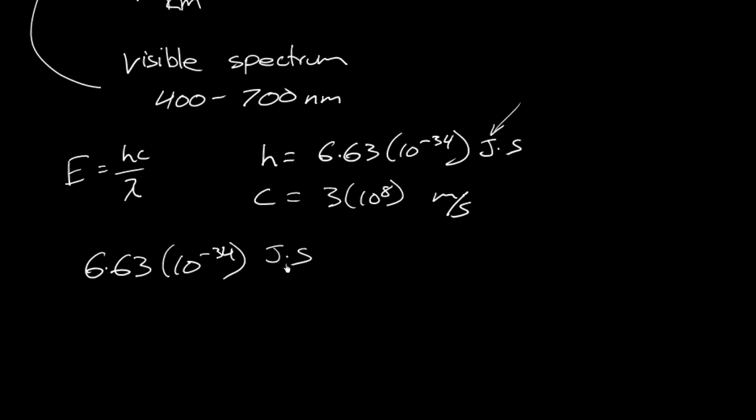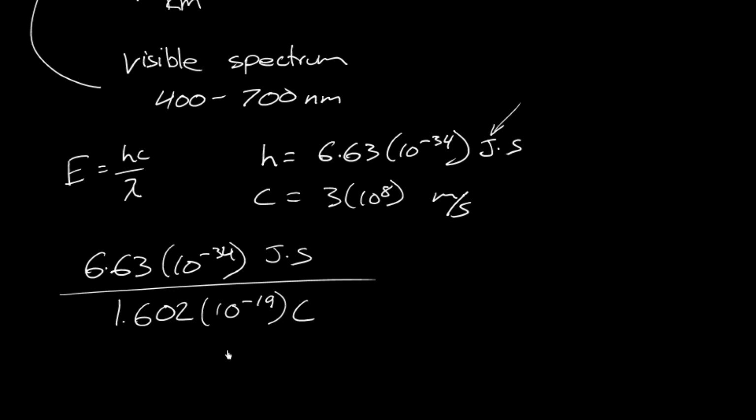So we say that's in joule seconds. Well, what if we divided that by the charge on an electron? That's 1.602 times 10 to the minus 19 units of charge. That's a coulomb, and that's the charge on an electron.